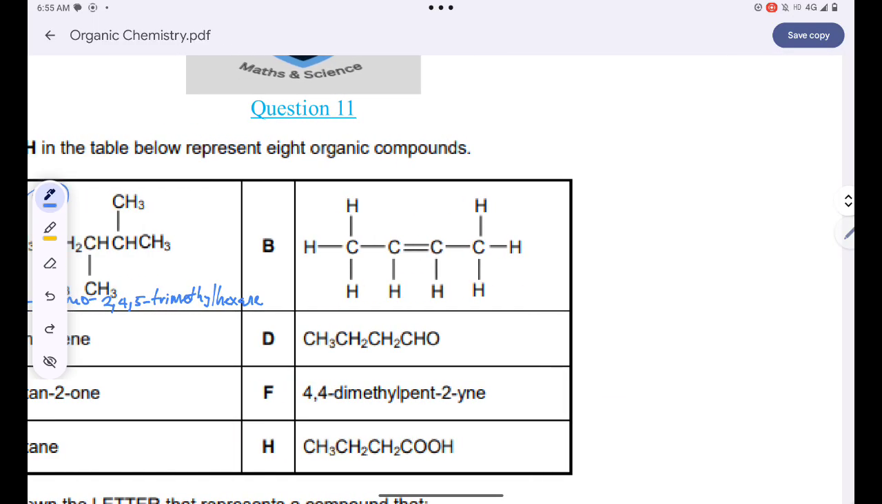Okay, and then compound B, I'm given a structure. That's easy. All I have to do is write down the IUPAC name. This will be but-2-ene. Between carbon number 2 and 3, I have a double bond. So I'll always pick the lesser number.